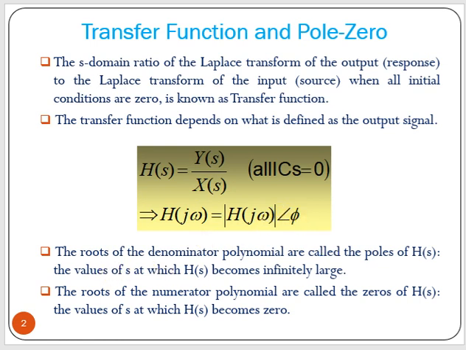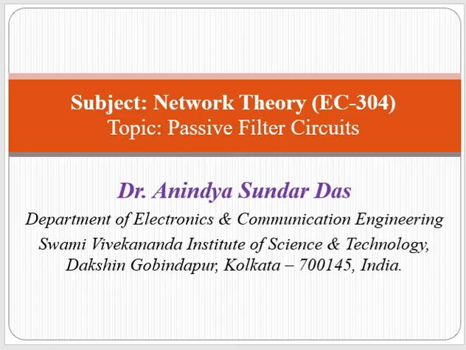Now the roots of the denominator polynomial of the transfer function are called the poles of H(s), and they are the values of s at which H(s) becomes infinitely large. And the roots of the numerator polynomial of the transfer function are called zeros, and they are the values of s at which H(s) becomes 0. So these are the two points that you have to remember.